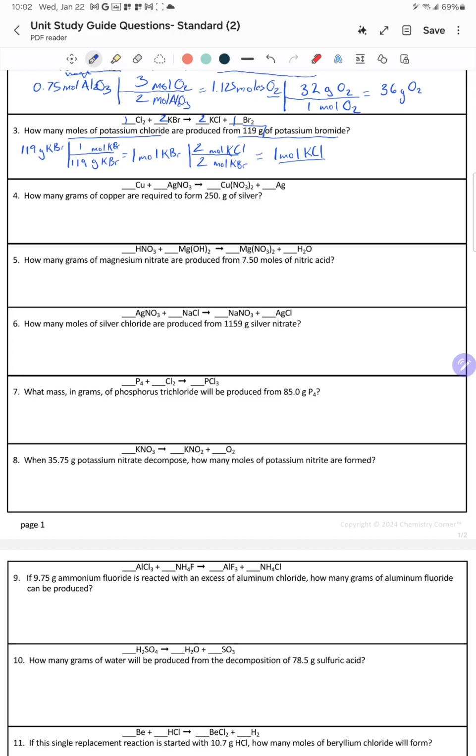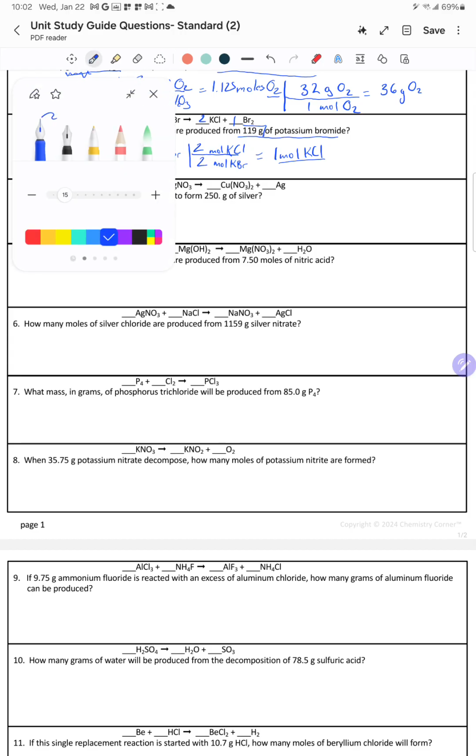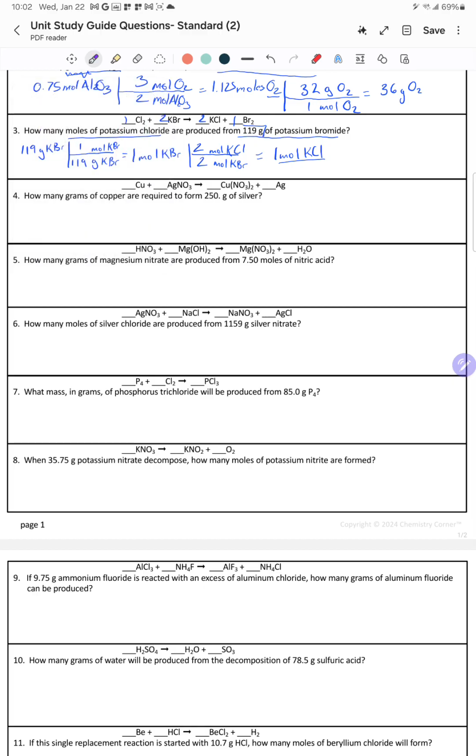Okay, next one. Change the color, just give you a different look. All right. How many grams of copper, so I'm looking for grams of copper, are required to form 750 grams of silver? So I started with my product, and I need to find how much reactant was needed for this. So once again, you can use the BCA table, and this one, maybe we'll actually do the BCA table just so you can kind of see how it works.